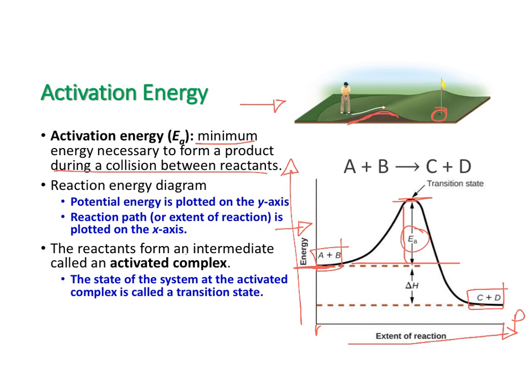So you'll get something that's an intermediate that you can call an activated complex. The state of the system at the activated complex is called the transition state. So that's at the very peak. And then from there, your energy will decrease and you'll get a difference in energy when your products form.